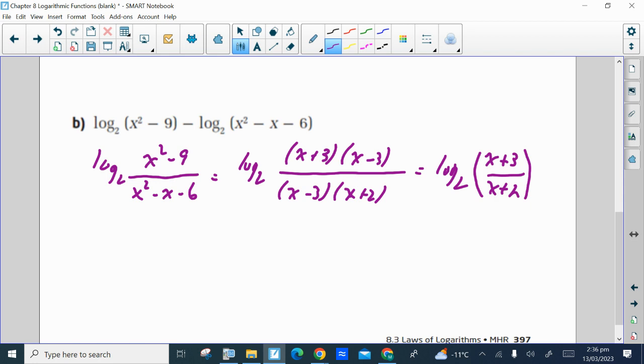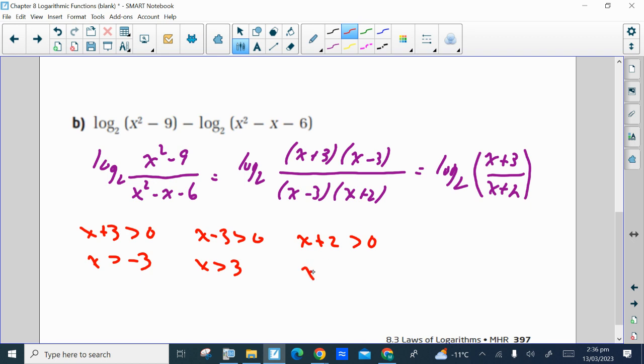So there's a simplified expression, and for our domain, we have to look at all the different factors. Take each one separately. We've got a factor of x plus 3. That has to be greater than 0. So x would have to be greater than negative 3, just from that factor. We also have a factor of x minus 3 that must be greater than 0. So x has to be greater than 3 from that factor. On the bottom, we got a factor of x minus 3, which we've already dealt with. So we just have the x plus 2 that has to be greater than 0. So x has got to be greater than negative 2.